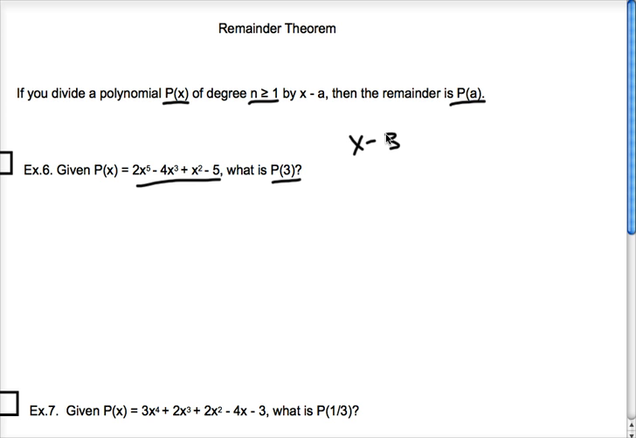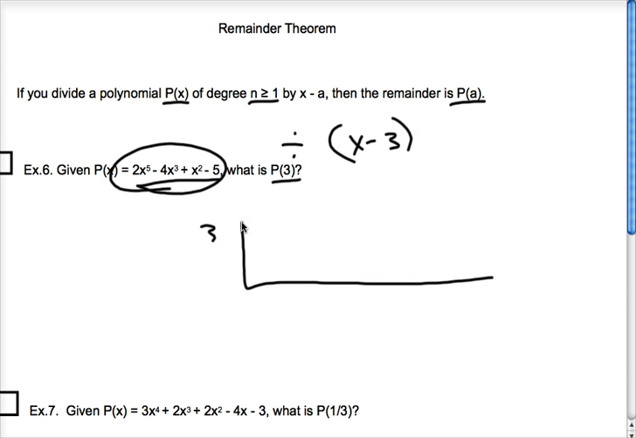So if I was dividing this by x minus 3, I would just put a 3 in. And then put my numbers down. 2. Now that's 2x to the fifth. I don't have any x to the fourth, so be careful. I've got to put a 0. Then I have -4x cubed, positive x squared. I don't have any x's, so I've got another 0 on this one. Careful. And -5.